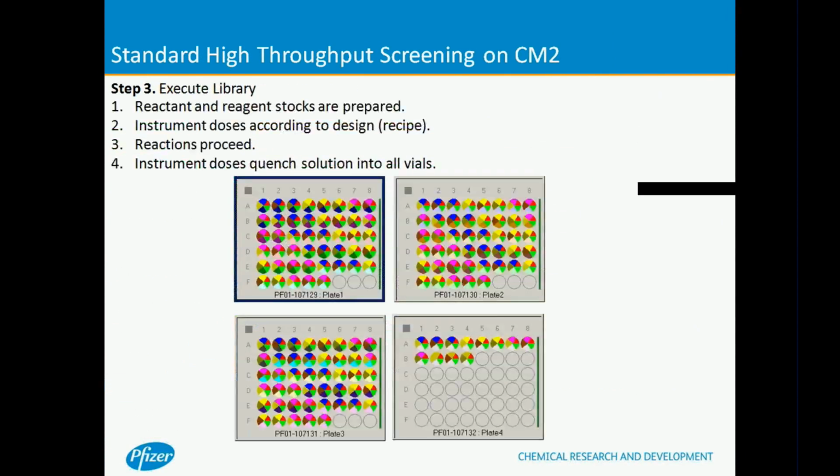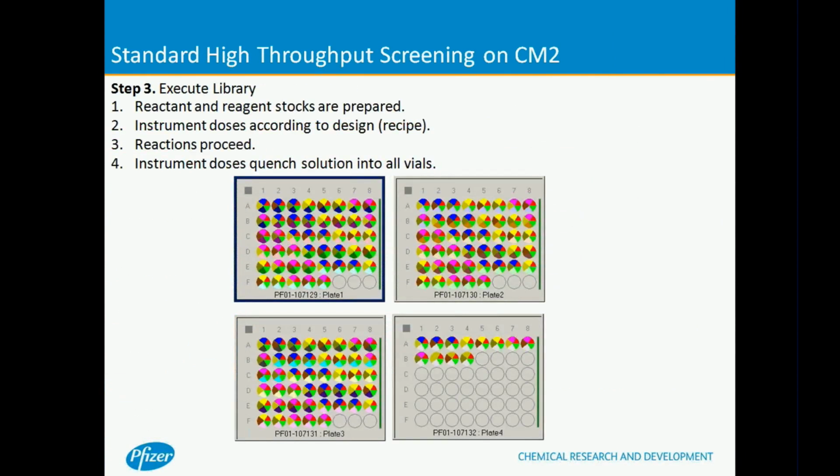From there, you go and execute the library. So you prepare your reactant and reagent stocks. The instrument's going to dose according to the recipe. The pictures I show here are actually the pictures that the instrument's using to dose out the vials. So each color represents a different reagent. So dark blue, for instance, is going to be the same, whether it's on plate 1 or plate 2. The size of the pie wedge for each vial position is going to be related to the volume being added of that reagent.